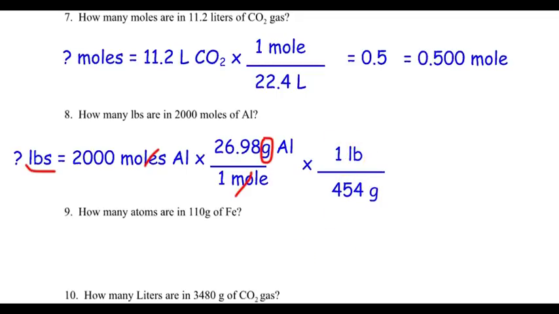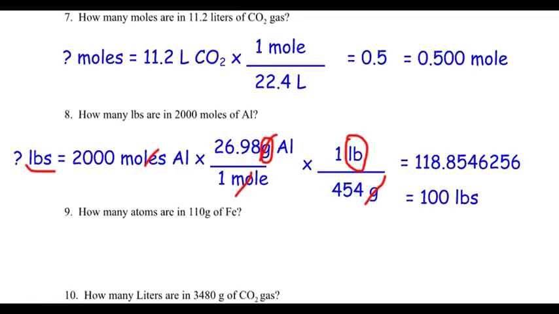So now what has happened, well, let me show you this again. Grams now cancels. I have pounds on top. All right, and I'm ready to calculate. So I'm ready to do this, and this is what I get. Now that's crazy. I'm not going to have that many sig figs. How many sig figs are in 2,000? Only one. So this is 1 sig fig. The rest of them are not significant. So this is 100. So that's my answer.